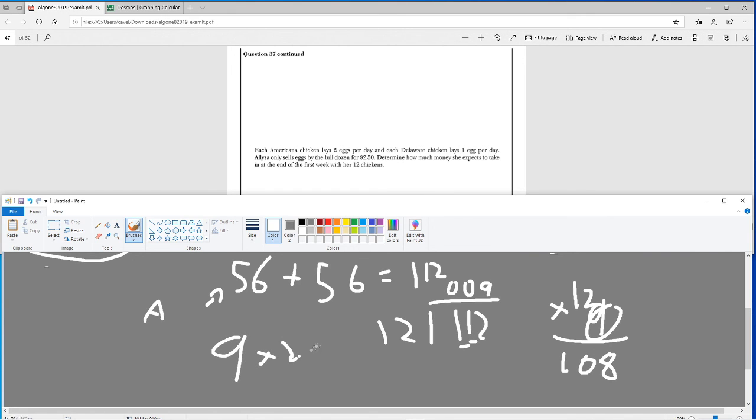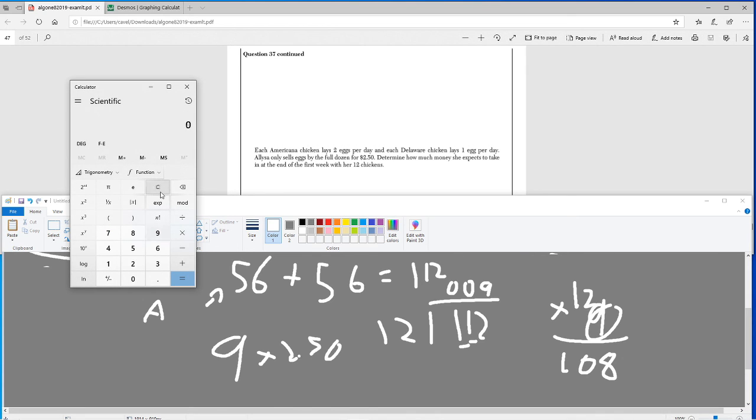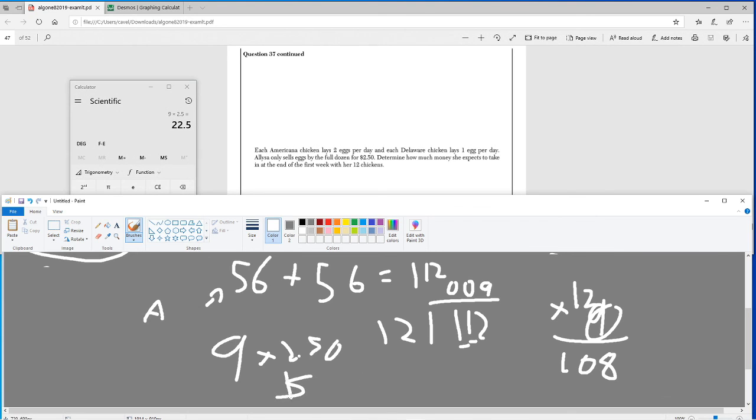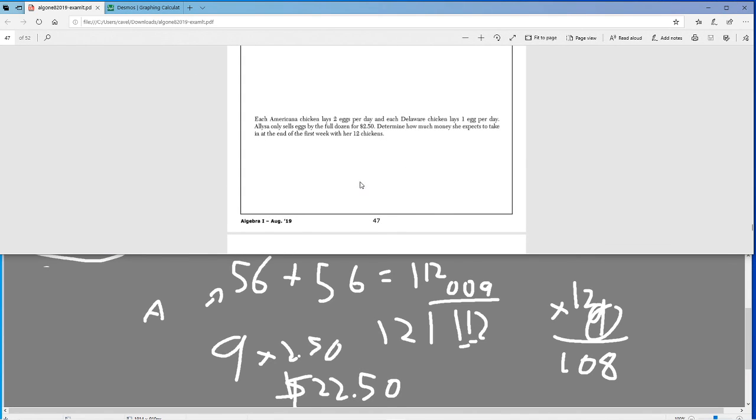Okay. So in other words, she can only sell 9 full dozen eggs, right? So 9 times 2.50, let's see what that is. She expects to make $22.50. Okay, that's it for this problem.